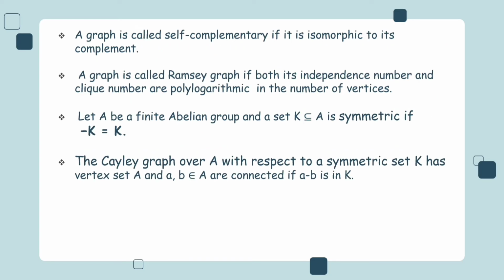A graph is called self-complementary if it is isomorphic to its complement. A graph is called a Ramsey graph if both its independence number and clique number are polylogarithmic in the number of vertices. Let A be a finite abelian group and a set K, which is a subset of A, is symmetric if minus K is equal to K. The Cayley graph over A with respect to a symmetric set K has vertex set A, and a, b belonging to A are connected if a minus b is in K.